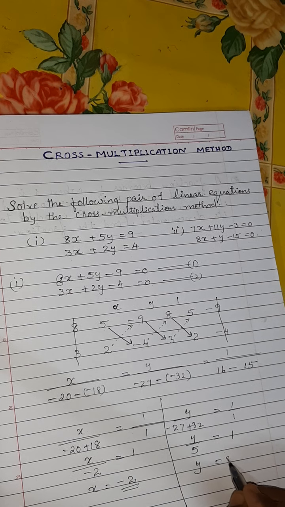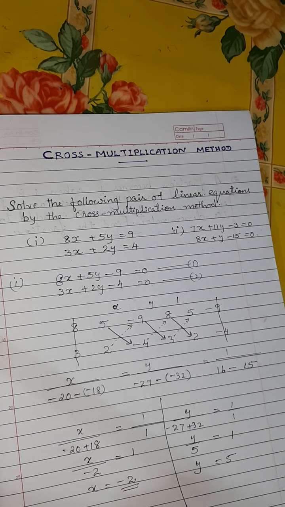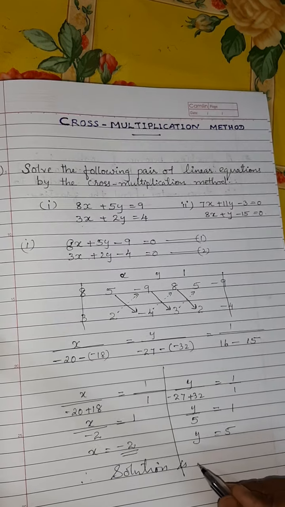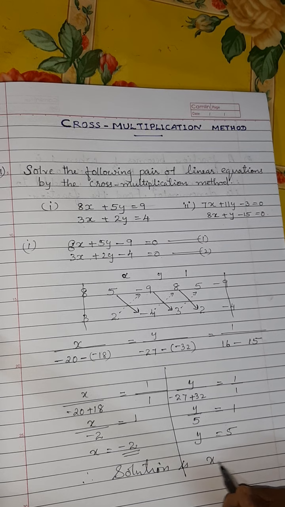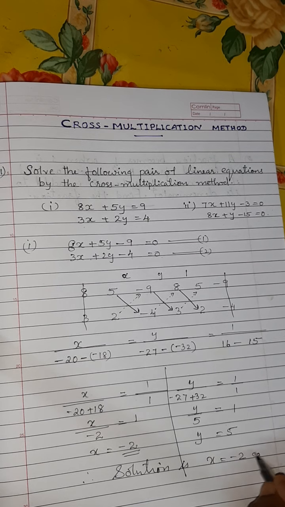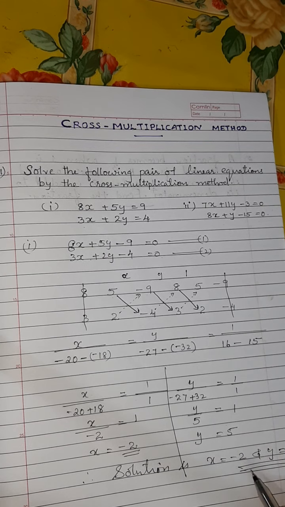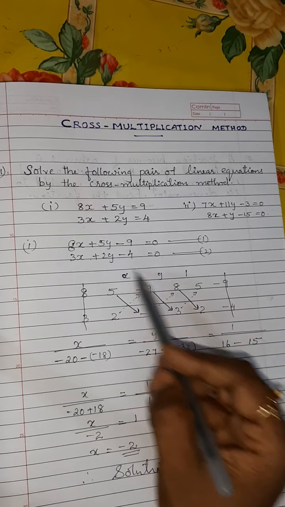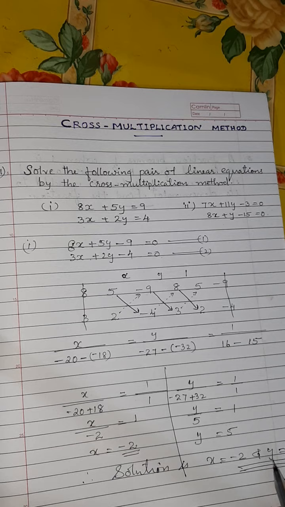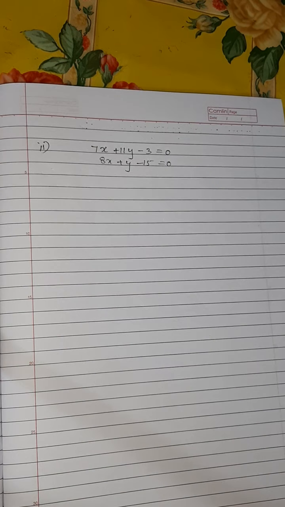y equal 5. Therefore, the solution is x equal minus 2 and y equal 5. For verification, you can use this x value and y value. Put in any one of these equations. If you get the right hand side, the answer is correct.